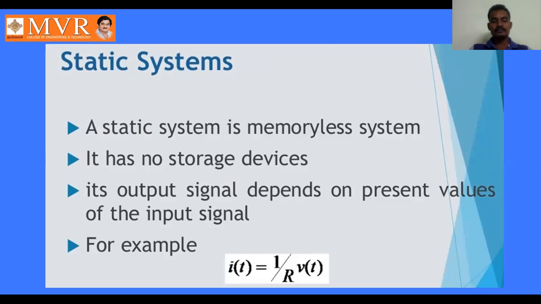Whatever you are giving as input, it will give as output. It will not store any input value. For example, i(t) = (1/R) V(t). Mathematically, it is expressed like this: i(t) = (1/R) V(t).